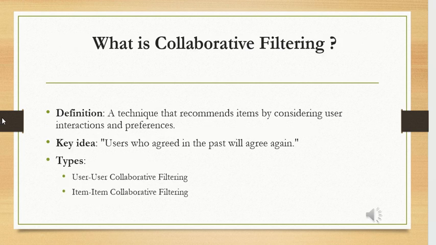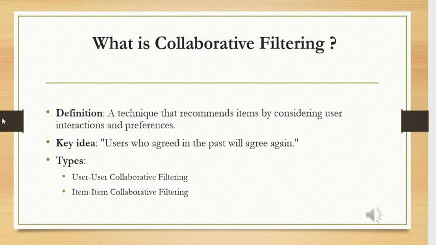What is collaborative filtering? Collaborative filtering is a technique that recommends items by considering users' interaction and preference. It makes automatic predictions about a user's interests by collecting preferences from many users' collaboration. The key idea: users who agreed in the past will agree again. In other words, if two users rate items similarly, they are likely to continue doing so.